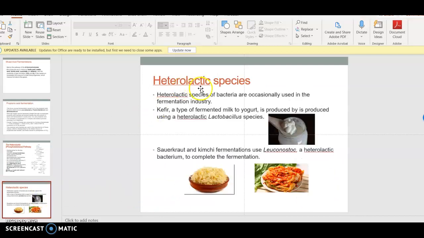So the heterolactic species of bacteria are occasionally used in the fermentation industry. For example, kefir, a type of fermented milk similar to yogurt, is produced by using a heterolactic Lactobacillus species.